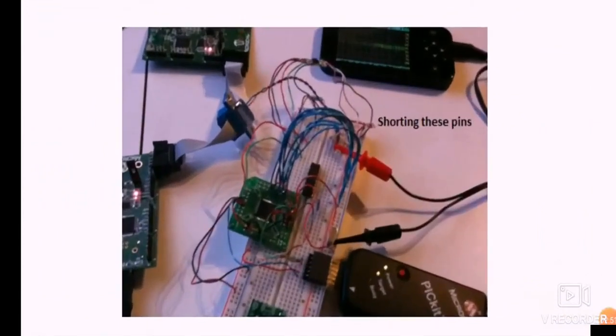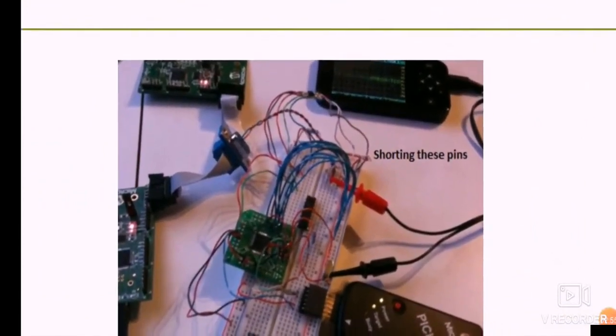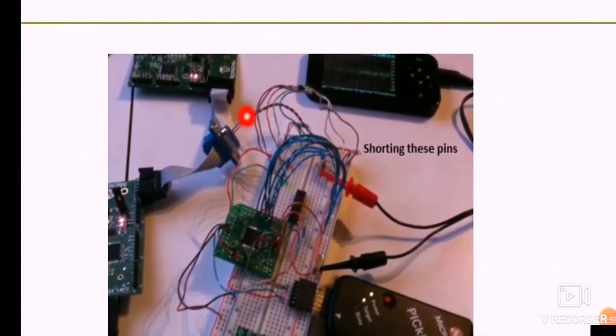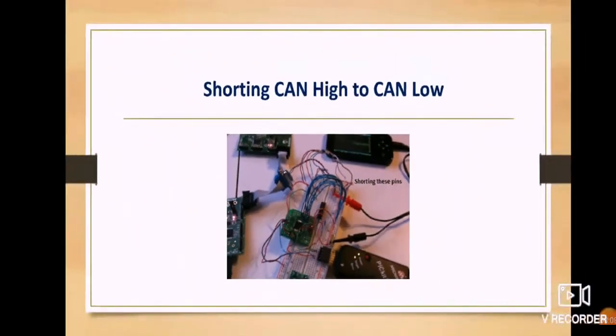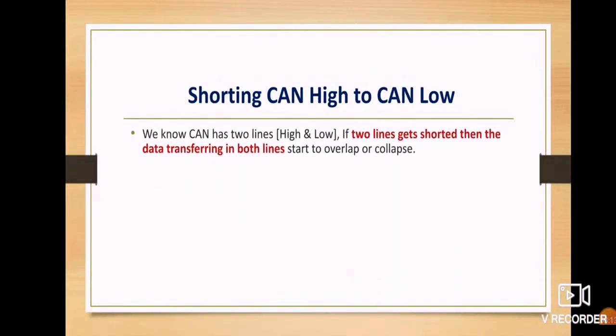In real time, the wire will be like this, as we have seen. From here the CAN communication starts. Here we have two wires, that is a twisted pair. If you just short the CAN pins, that is CAN high to CAN low, then the bus off error will happen. CAN has two lines, high and low. If the two lines get shorted, then the data transferring in both lines starts to overlap or collapse.